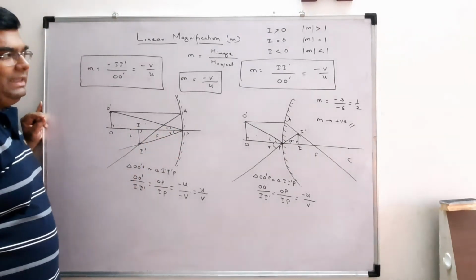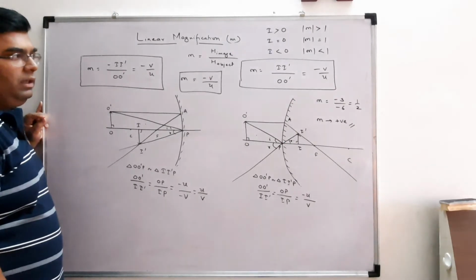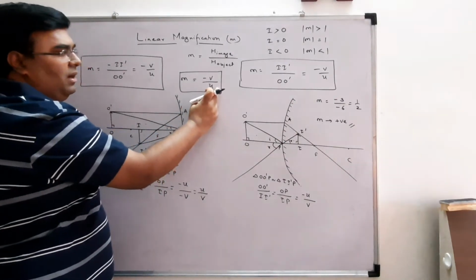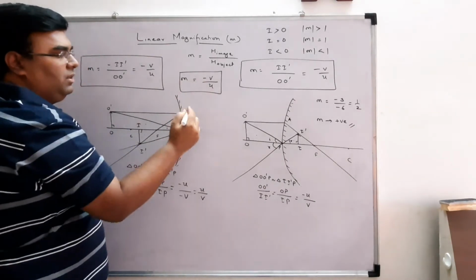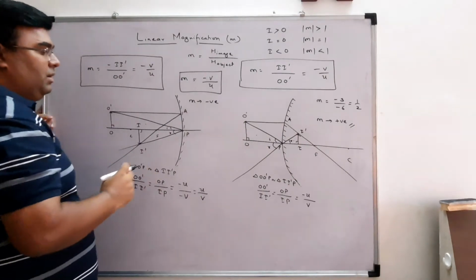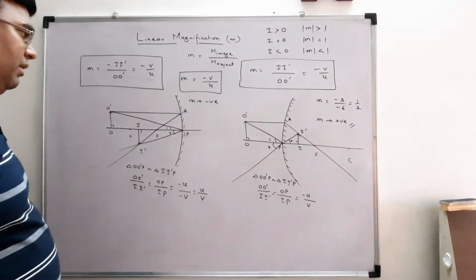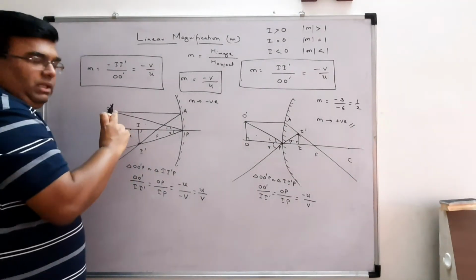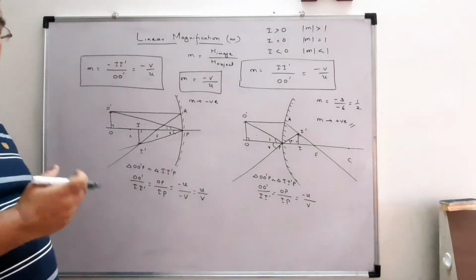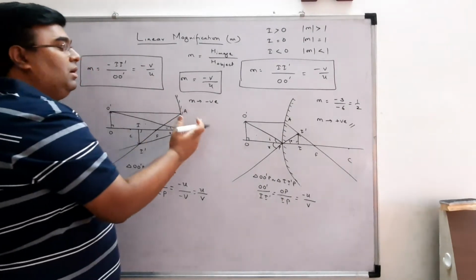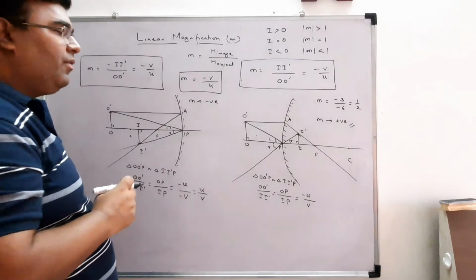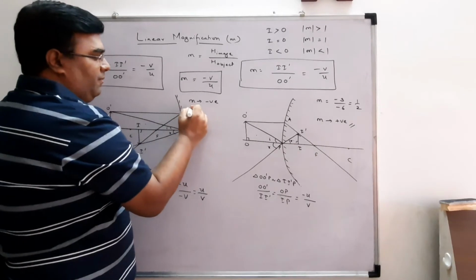In case of concave mirror, if you see, both OP and IP are on the same side, so either both are negative. Then what will happen? Negative will get cancelled and only this minus sign will be left. So m is negative. But in one case where the object is in between focus and pole, my image is virtual, it is behind the mirror and it is above the principal axis. For that case our m will be positive.